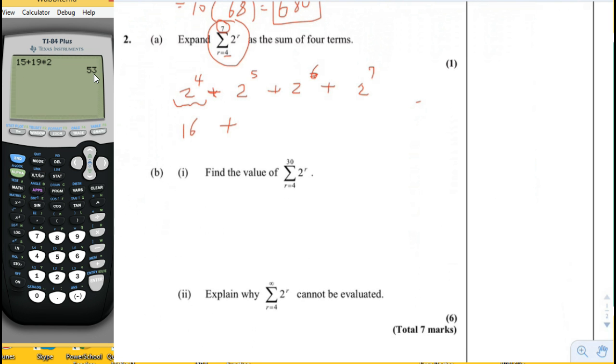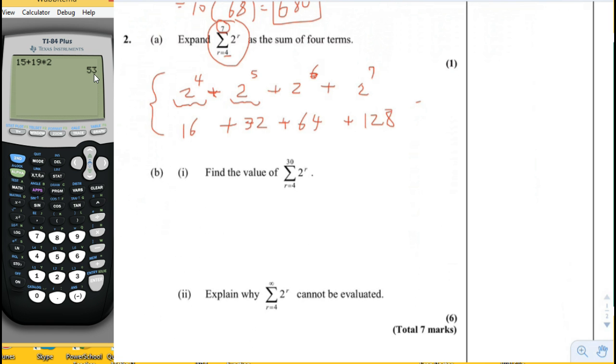And then one additional multiplication by 2 would give you a 32. And the next one would be 64. And the next one is 128. Okay? So either answer is okay.